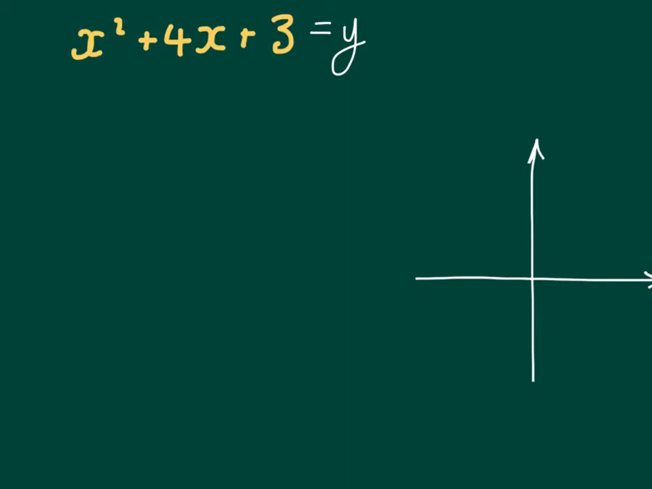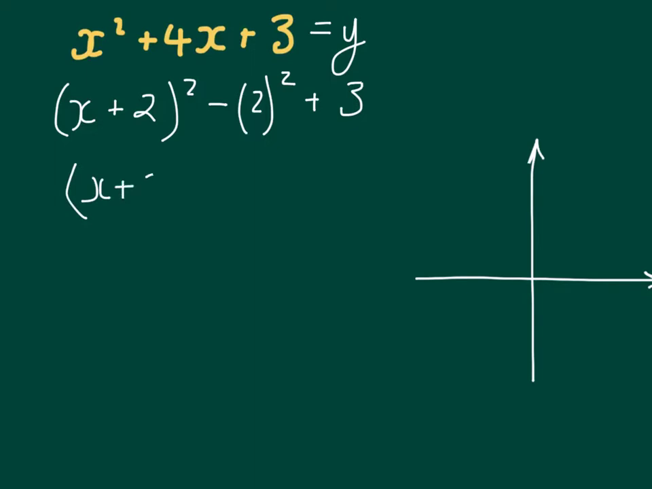So x plus a half b, which is 2, all squared, minus, always a minus, a half b squared, so half b, that should be a 2, it's far too late in the night to be doing videos, plus c, which gives me x plus 2 squared minus 1.